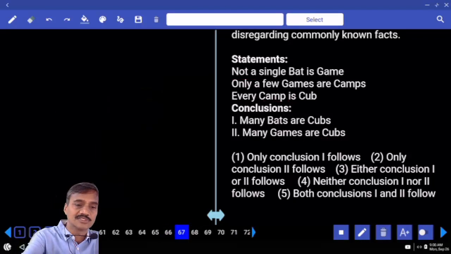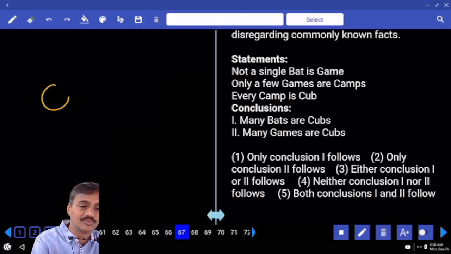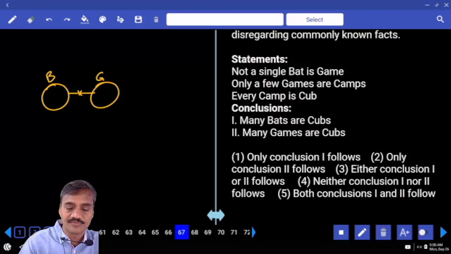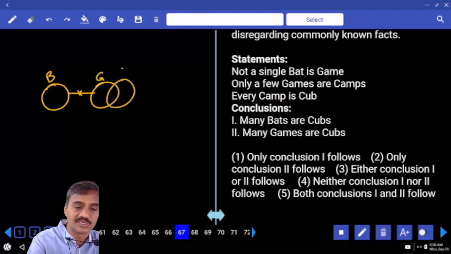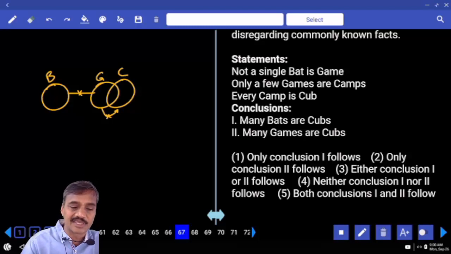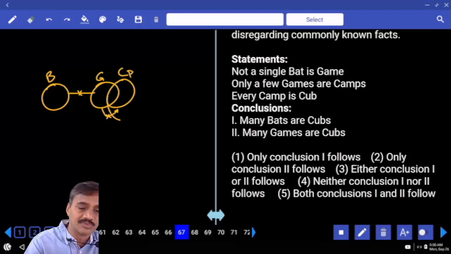Then, not a single bat is game. That means no bat is game. None of the bats are games. And only a few games are camps. Some of the games are camps, but not all. Only some, but not all. And each camp is a cub. Now each camp is what? Each camp is cub. Every camp is a part of this cub.